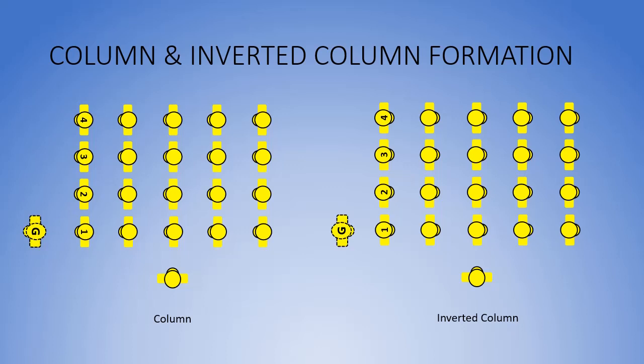In column formation, the squad leaders lead, and the formation can march for any distance. The base squad is the last or highest numbered squad at the far right. For inverted column formation, the squad leaders are at the rear. The base squad is on the left, which makes dress to the left. In inverted column, the formation marches for only short distances.